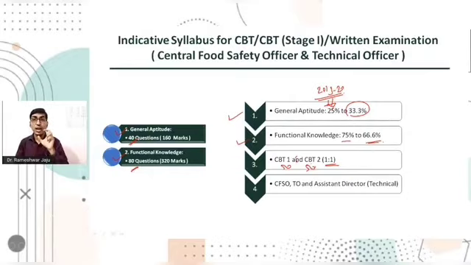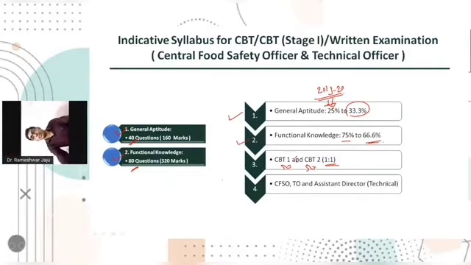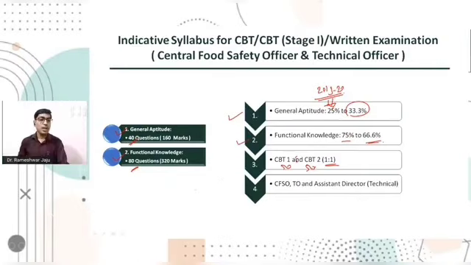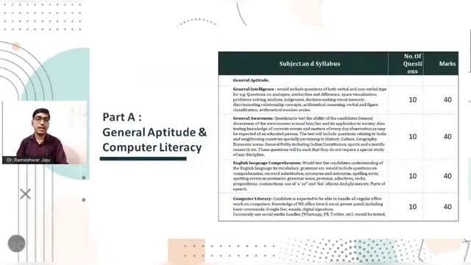And let me clear one thing very precisely. Currently the syllabus is available only for CBT first. So taking these things into consideration, please ensure you follow them. Then CFSO. These three are the important positions for the recruitment: CFSO, technical officer, and assistant director, technical.